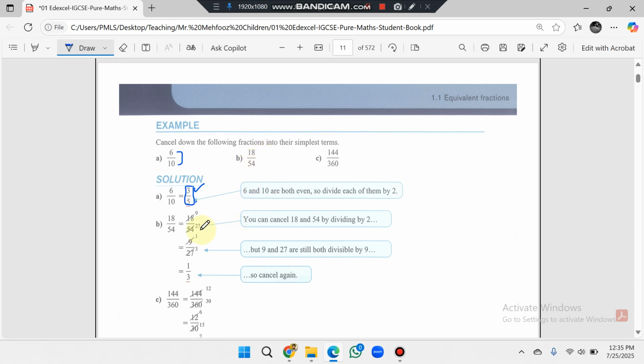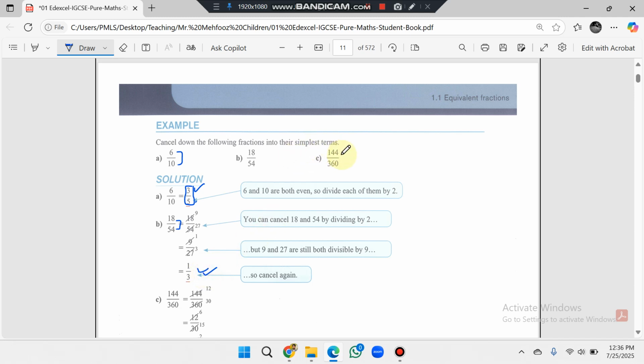You can see that first of all we divide both numerator and denominator by 3. You can see that it becomes 9 over 27. After that we just divide 9 by 9 and 27 also by 9, so it becomes 1 over 3. Okay, so 1 over 3 is its simplest form.